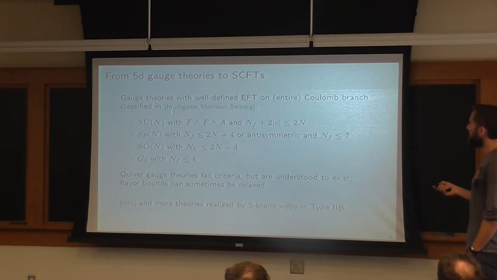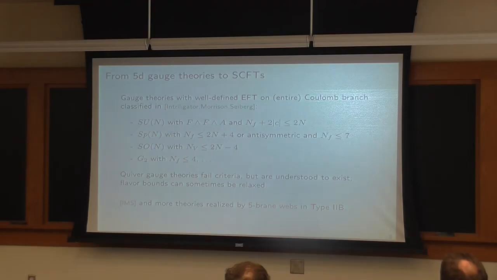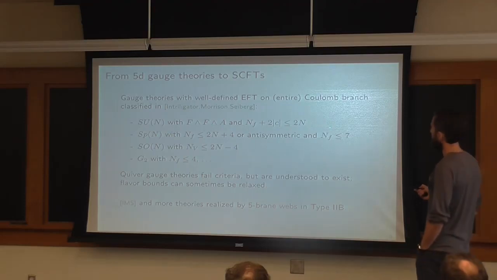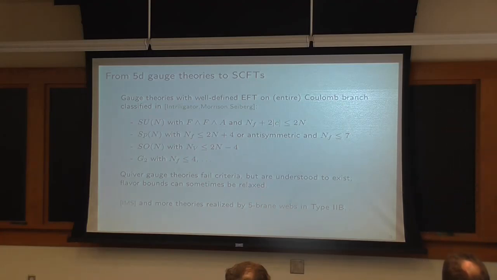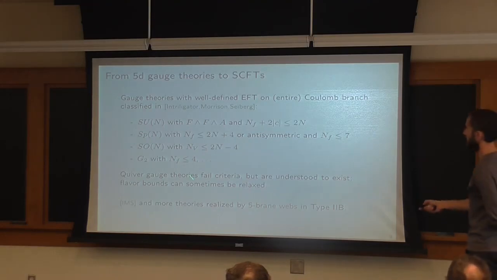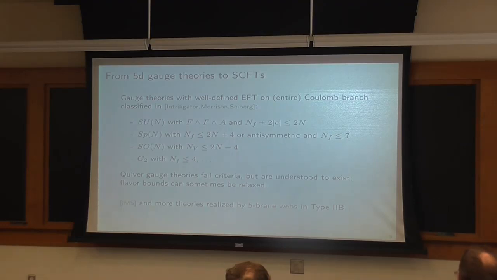And what they found is several infinite families. I don't want to go through them in too great detail. You can have an SU(N) gauge theory in 5D, and you can have a Chern-Simons term of the form A∧F∧F. And there's a bound between the number of flavors, the Chern-Simons level, and the number of colors. So long as this is respected, you do not find obvious contradictions. In the same way, you can go through other gauge groups. As a cautionary remark, in their analysis, some gauge theories right away fail their criteria, but by now are understood to actually exist and make sense. And we'll come back to that later.